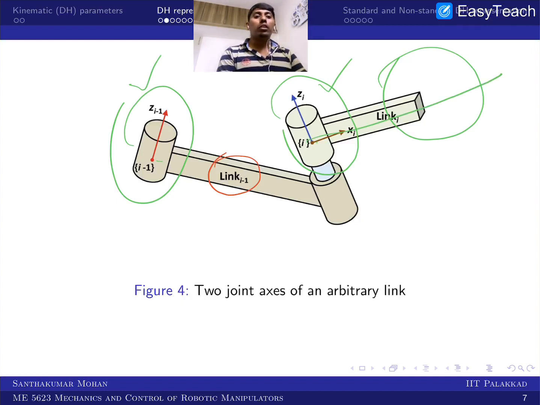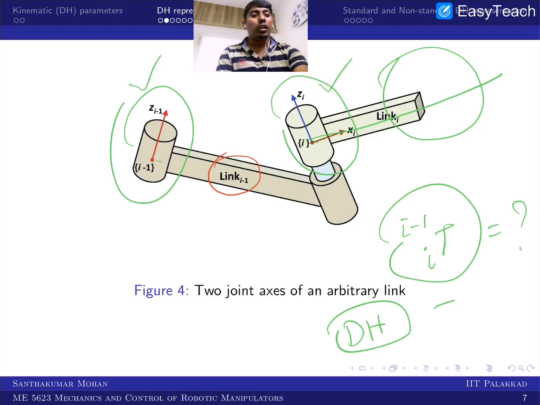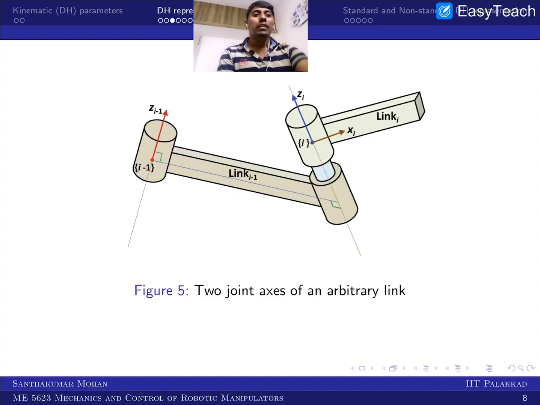Now what we want to know is the transformation matrix of i with respect to i-1. For this we can use the DH parameters. In the sense you can do four transformations. We are trying to travel from here to here in a series of actions. In the first action, we try to make both axes parallel. I am trying to make my zi-1 axis parallel to zi.